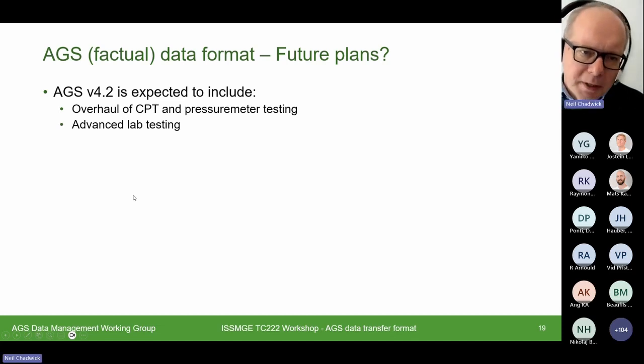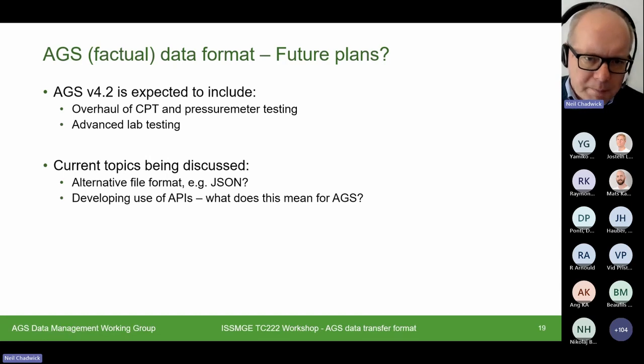In terms of some of the topics that have been discussed within our group, we are looking at alternative file formats, maybe JSON, maybe not, we'll see. So it is on the radar, but also on the radar are APIs. What does this mean for AGS and the AGS format? Because we are seeing people using APIs for dealing with geotechnical data at the moment. We think that if we do nothing, it potentially might become a bit of a challenge to us, but we can also see opportunities if we're proactive on this. So that's what we're looking to try and do at the moment.